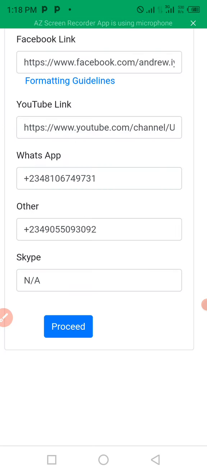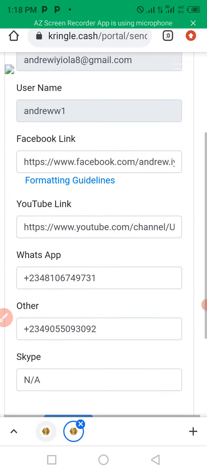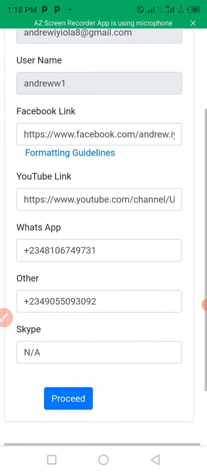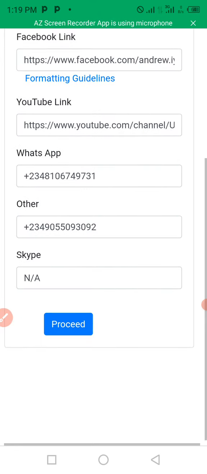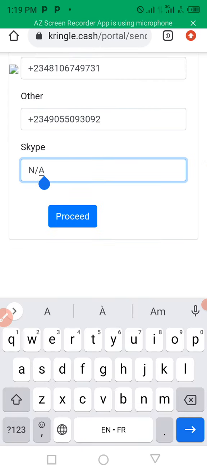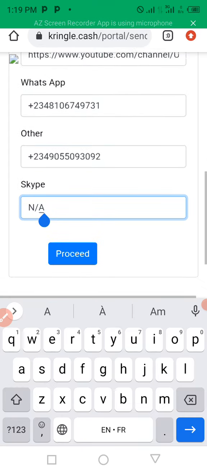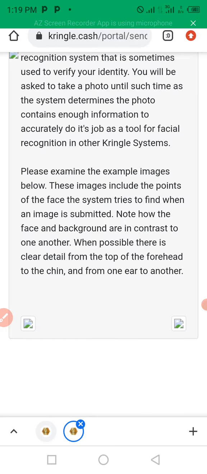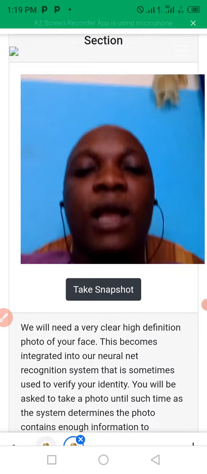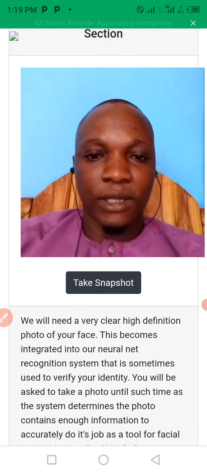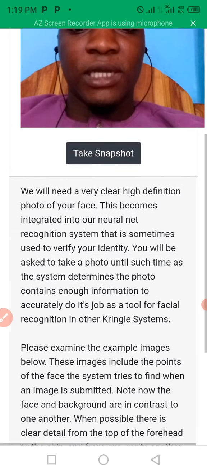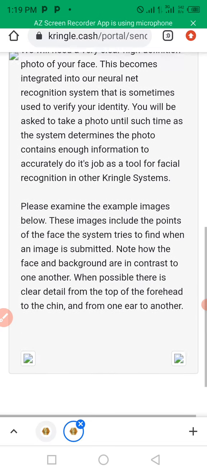Yeah, finish. Now I've finished. These are my details. As you can see, this is my WhatsApp. All my details have been filled already, so I can proceed. Now I have to take the snapshots. As you can see, I have to take the snapshot at a very clear place, so that my send button will be turned on back.